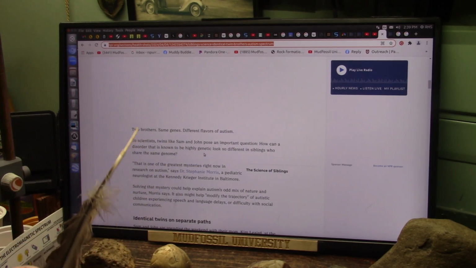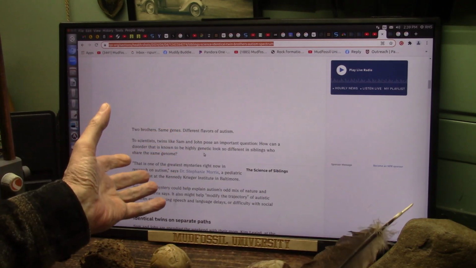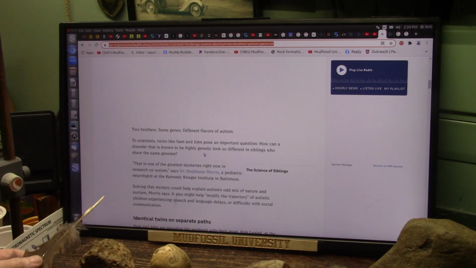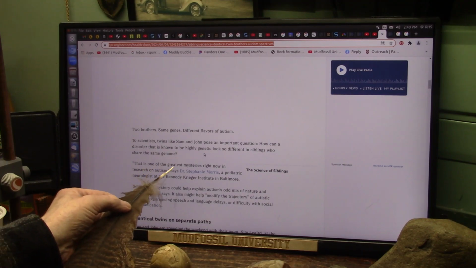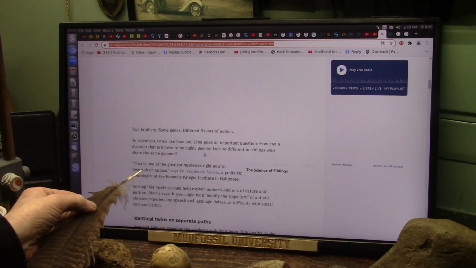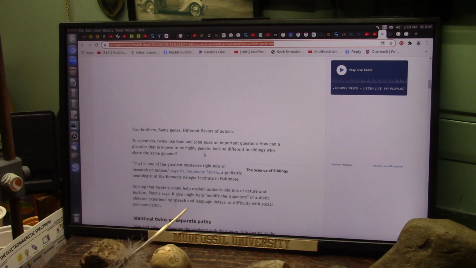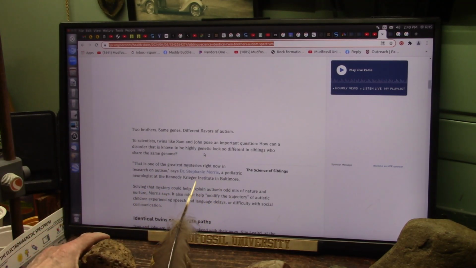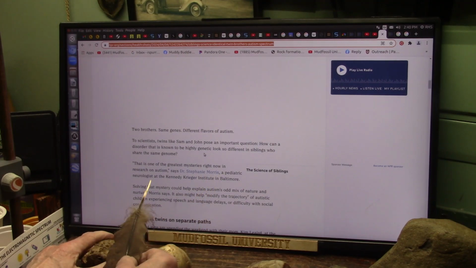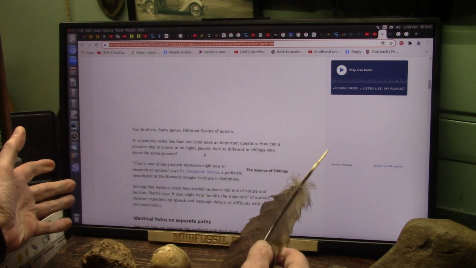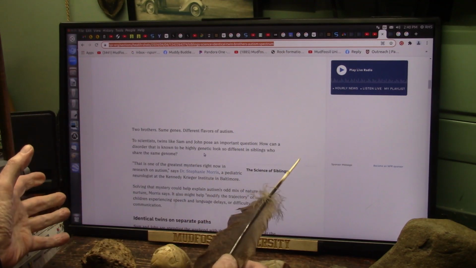So how come they both got the same genes, one doesn't get it, one gets it really bad? This is one of the greatest mysteries right now in research on autism. Let's see if we can work together to solve this. This is Dr. Stephanie Morris, a pediatric neurologist at Kennedy Krieger Institute in Baltimore. She's saying this is the most mysterious thing.